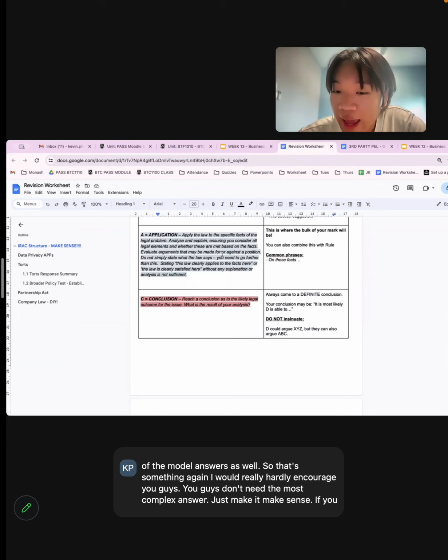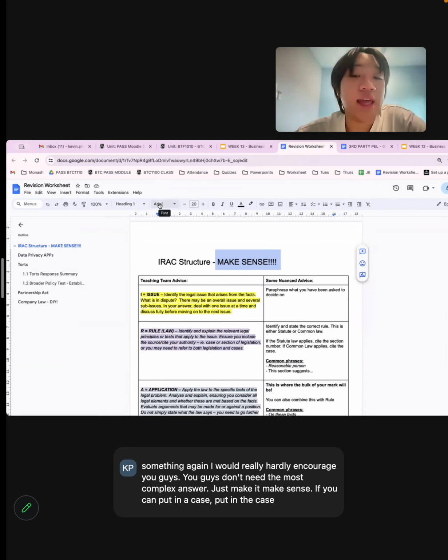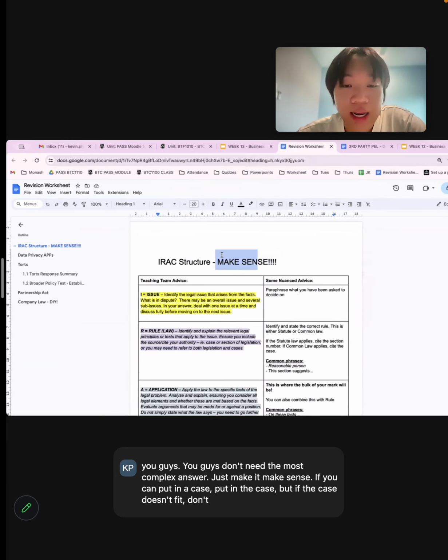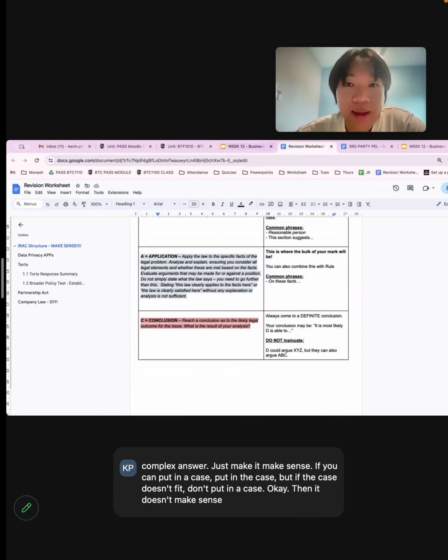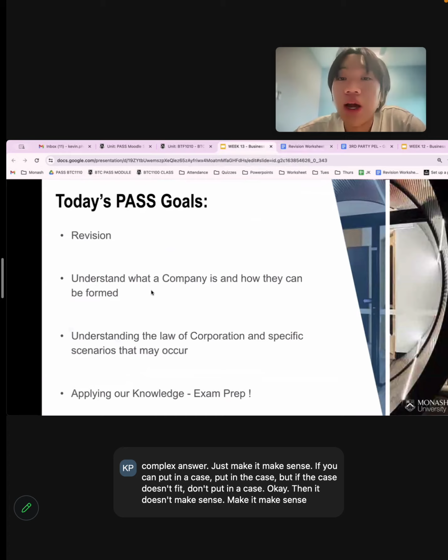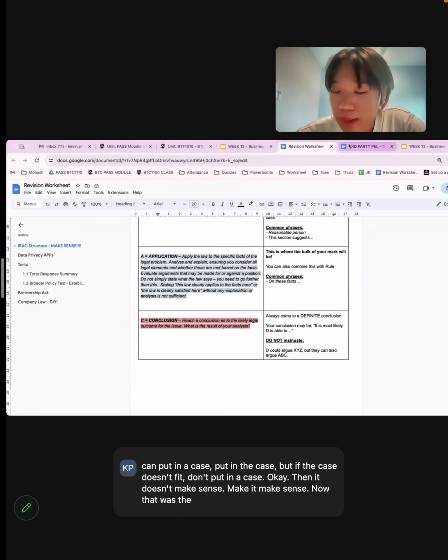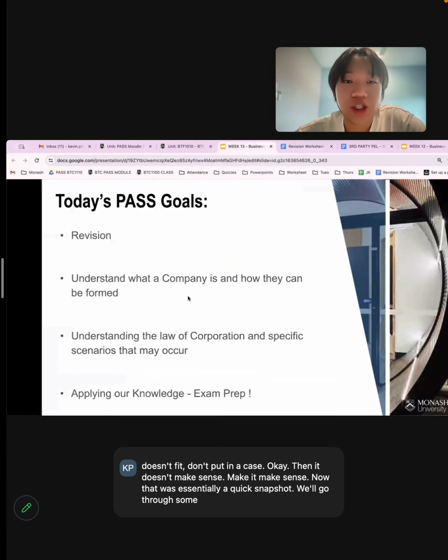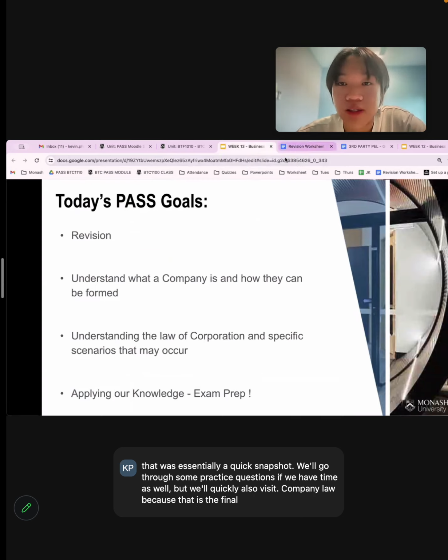If you can put in a case, put in a case. But if the case doesn't fit, don't put in a case because then it doesn't make sense. Make it make sense. Now, that was essentially a quick snapshot. We'll go through some practice questions if we have time as well, but we'll quickly also visit company law because that is the final topic as well.